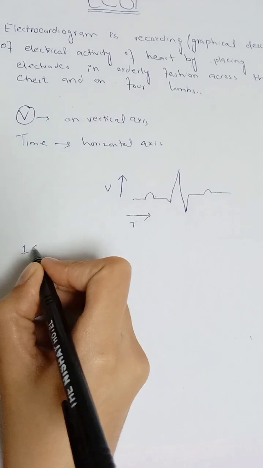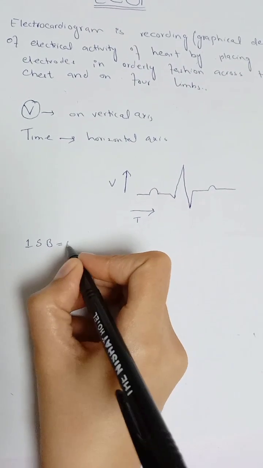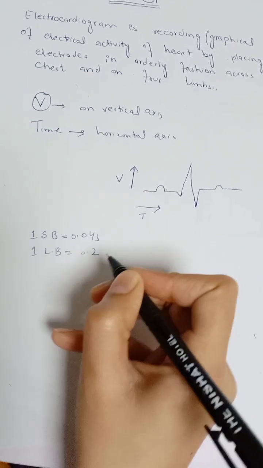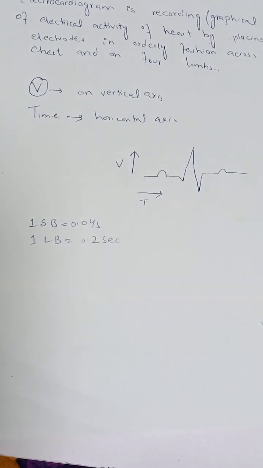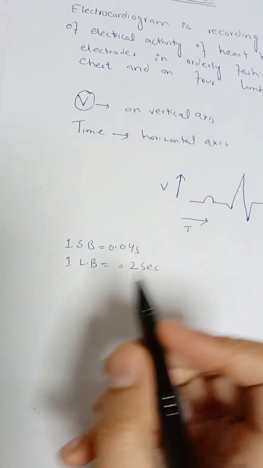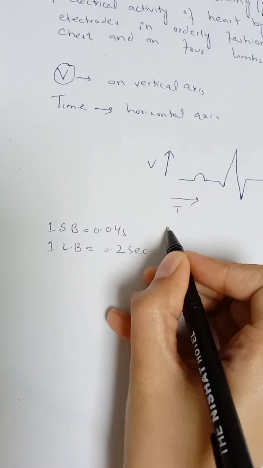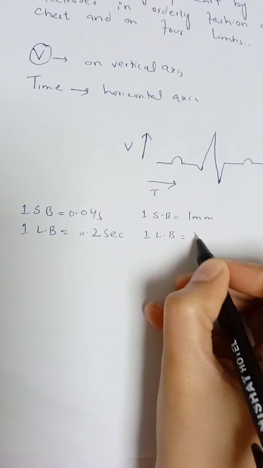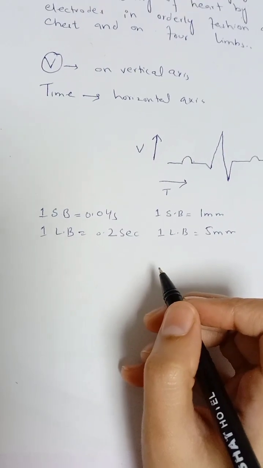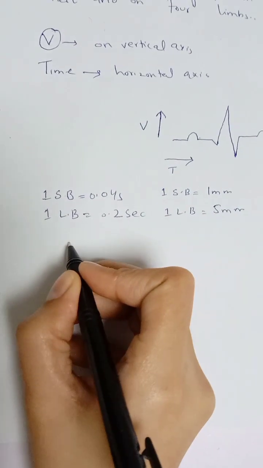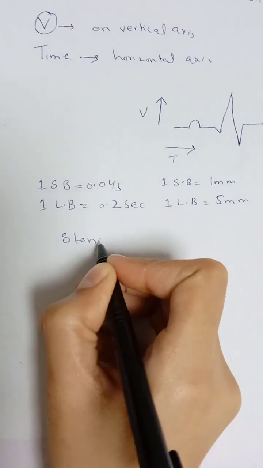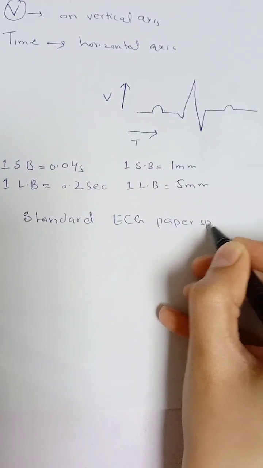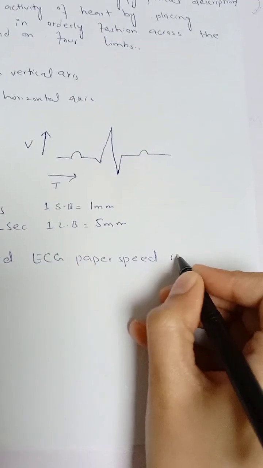In normal ECG, one small box is equal to 0.04 second, and one large box is equal to 0.2 second. And voltage, one small box is equal to 1 mm and one large box is equal to 5 mm. Standard ECG paper speed is 25 mm per second.